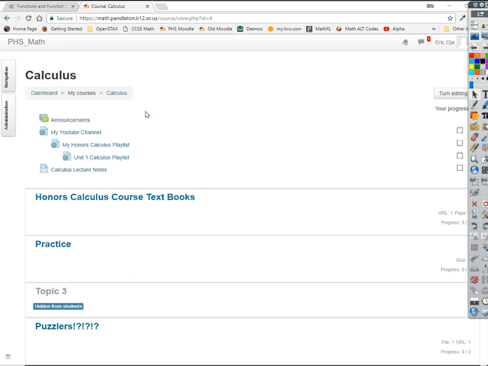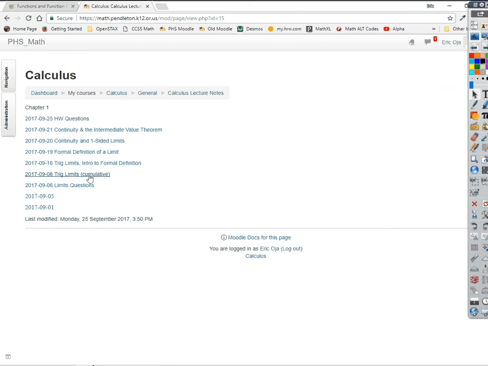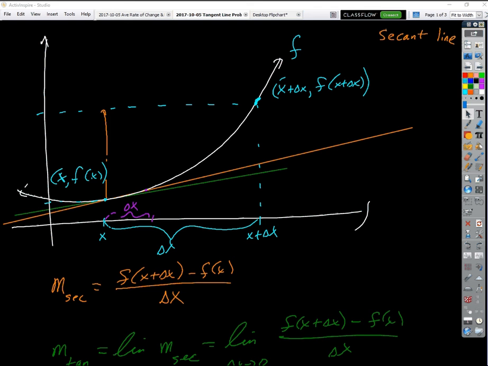So the question was asked, how do you get to the notes? Here's how you get to the notes. You go into the Calculus Moodle page, and up at the top where it says Calculus Lecture Notes, you go there. Oh, and what you're saying is you didn't find the notes from yesterday. Yes. Gotcha. Okay, let me pause things for a minute.